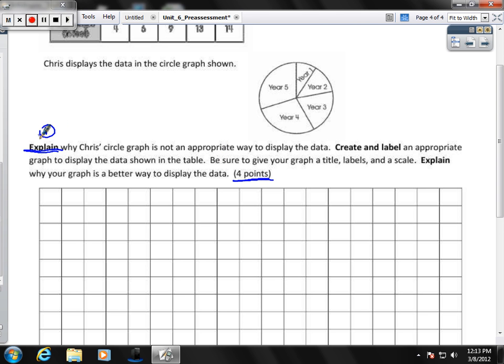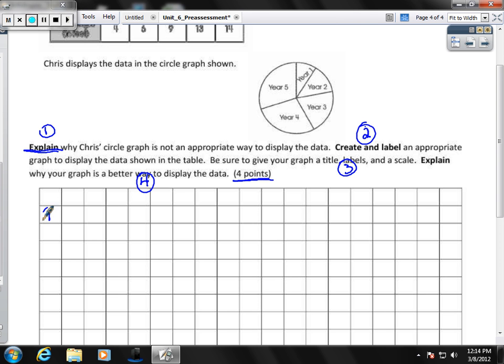You've got to explain why it's not an appropriate way. Create and label, that's the second thing you've got to do. Create and label an appropriate graph, so you're going to make your own graph. Be sure to give your graph a title, labels, and scales. There's the third thing you have to do. And the fourth thing is to tell me why your graph is a much better way. So, a couple of different ways we can go about solving this. You can actually write sentences.